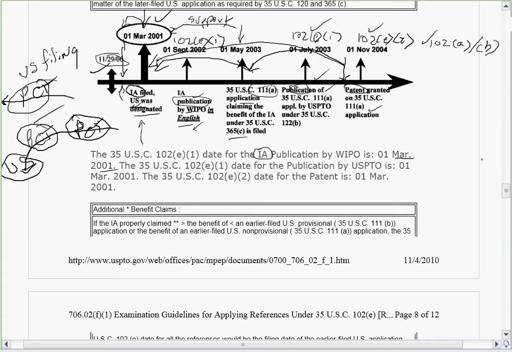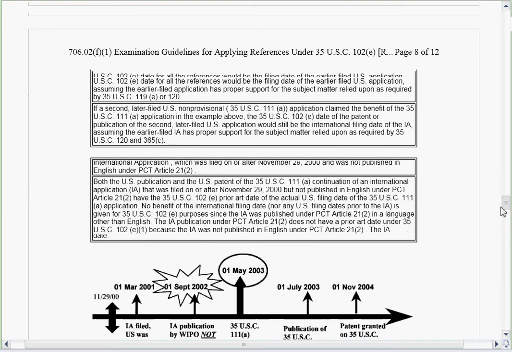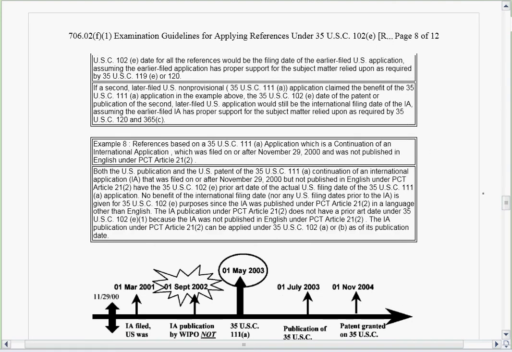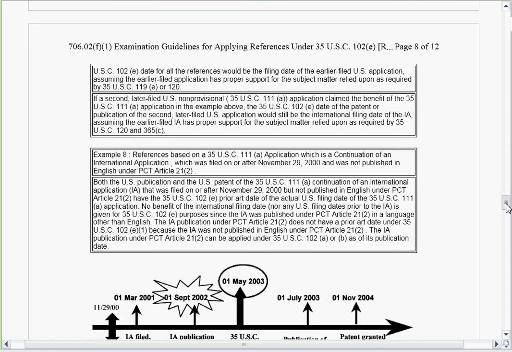That makes sense. And again, if there were one before that even, right? These links work so long as they're either a US filing date with support or a PCT application with support. You can reach back through these links. And the last one, if a second later filed US non-provisional, well, I guess we already read that. All right, let's move on to number 8 here.